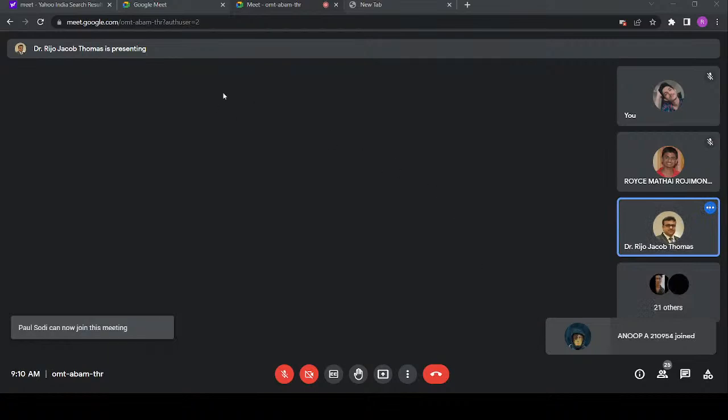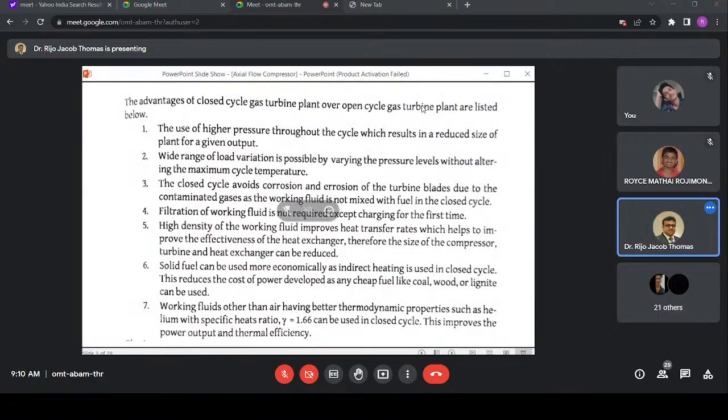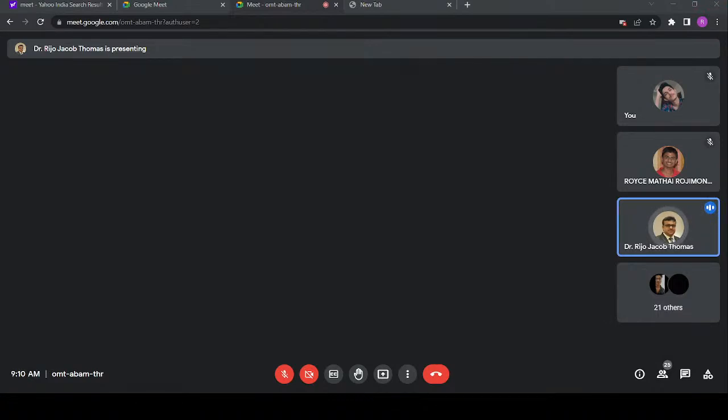So higher pressure. Then even if the load varies, we can manage by altering the pressure level, without much affecting the cycle, because it's a heat exchanger. You can see that in the closed cycle, it is a heat exchanger. Here it is the combustion. Here it is a heat exchanger. So these temperatures you can control actually. Here you don't have any control.